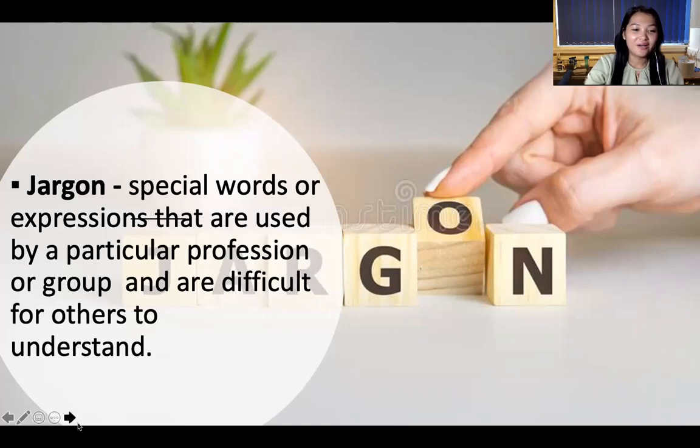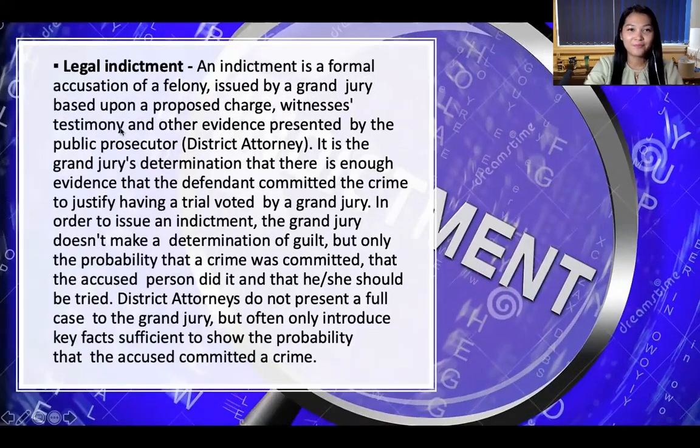Next, we also have legal indictment. A legal indictment is a formal accusation of a felony issued by a grand jury based upon a proposed charge, witnesses' testimony, and other evidence presented by a public prosecutor or district attorney or the attorney in your town. A legal indictment is the grand jury's determination that there is enough evidence that the defendant committed the crime to justify having a trial, voted by the grand jury.